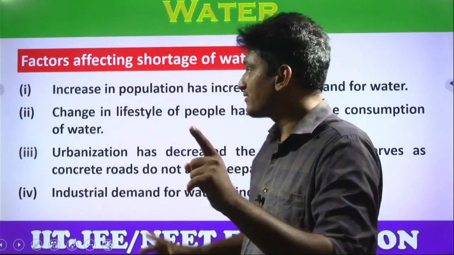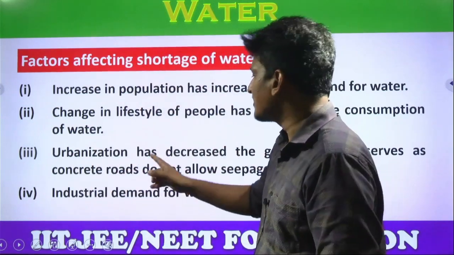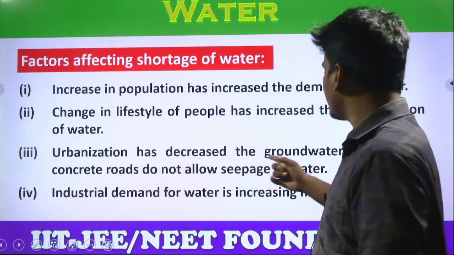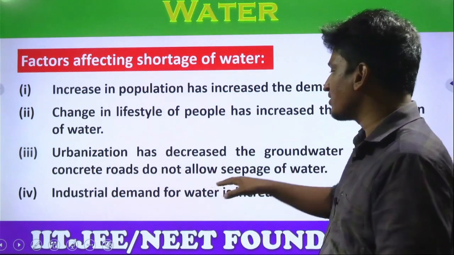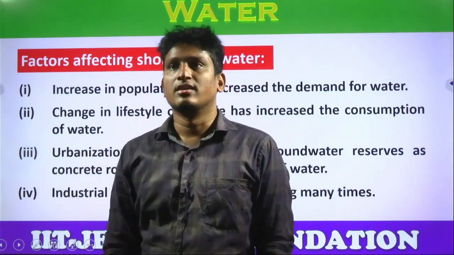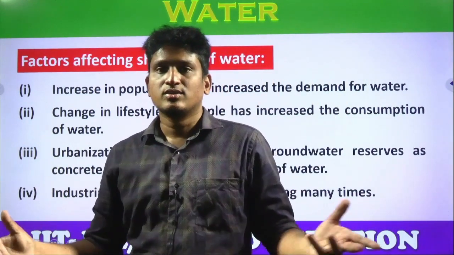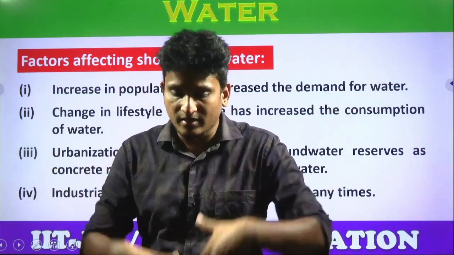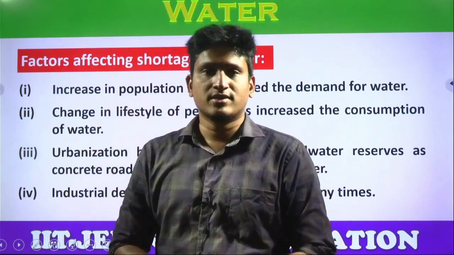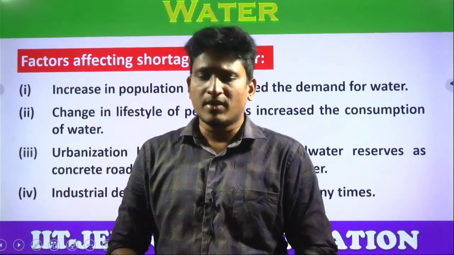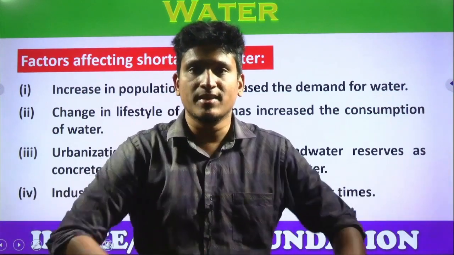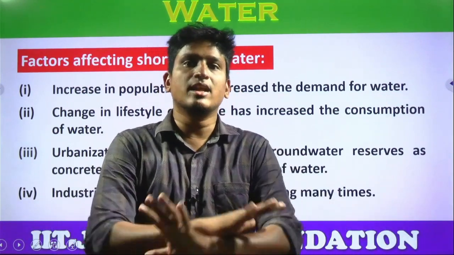So these are all the reasons for the shortage of water. Urbanization, that means growth of industrial cities, has decreased the groundwater reserves, as concrete roads do not allow the seepage of water. If we have trees everywhere, what will happen? Rain will come, the rain falls on the ground, and from the ground it enters the underground aquifers. But now everything is concrete, the big buildings are there, and the remaining space is occupied by the roads. It's a completely concrete jungle.